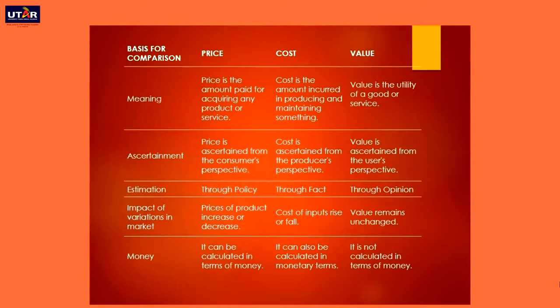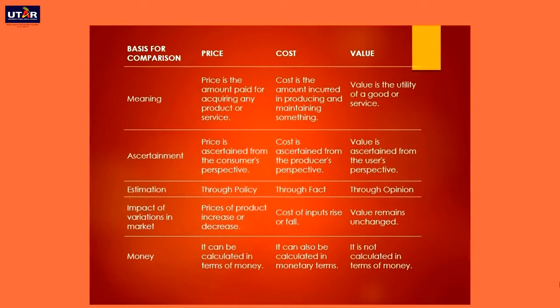Impact of variation in the market. The price of a product will increase or decrease, while the cost of input will rise or fall, and value usually will remain unchanged. In terms of money, price can be calculated in terms of money. The same goes for cost, which can also be calculated in terms of money. However, value cannot be calculated in terms of money because it represents the worth of each property.